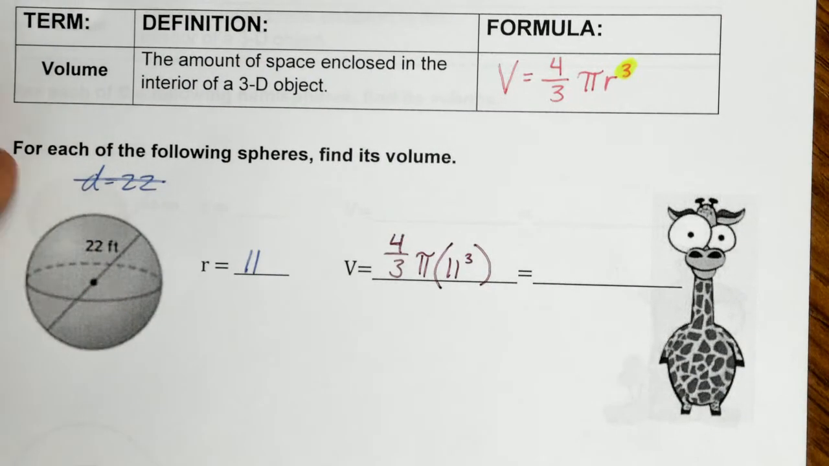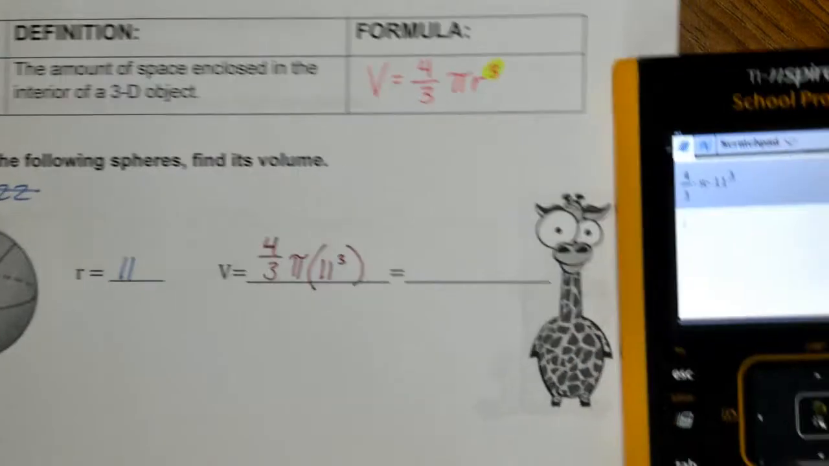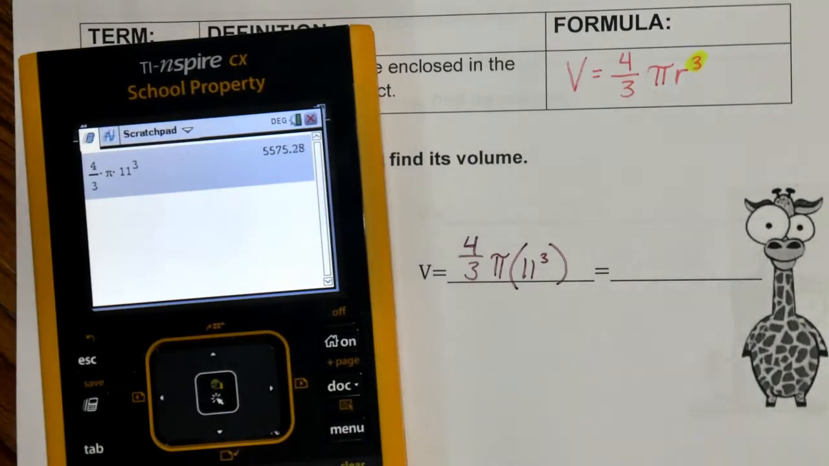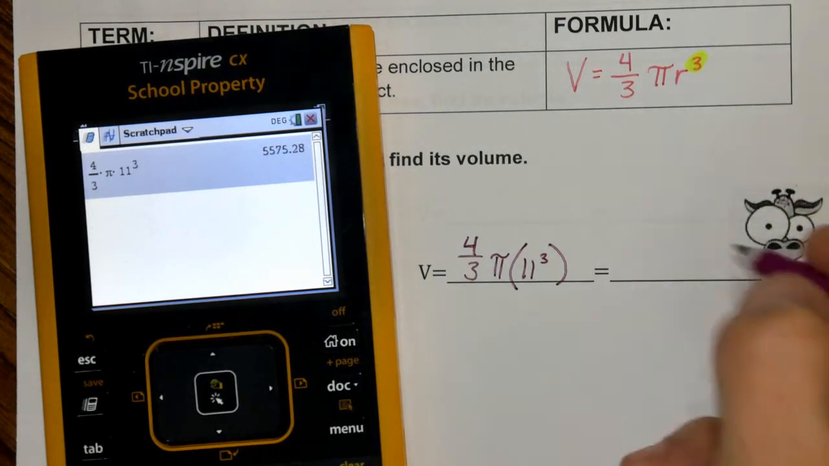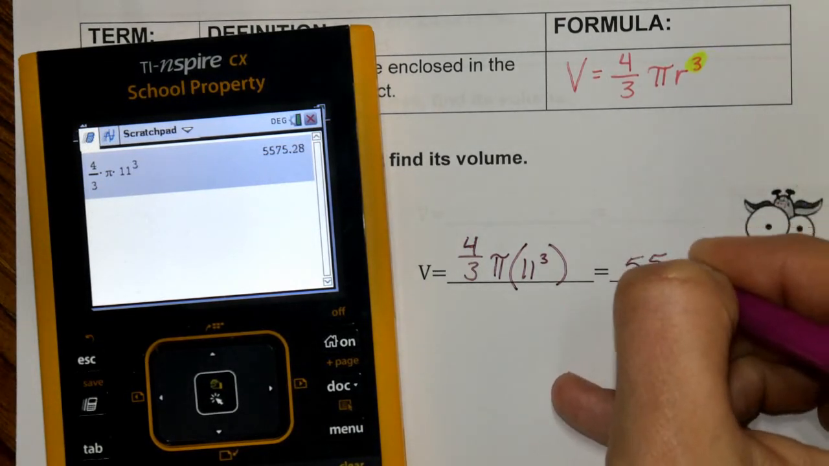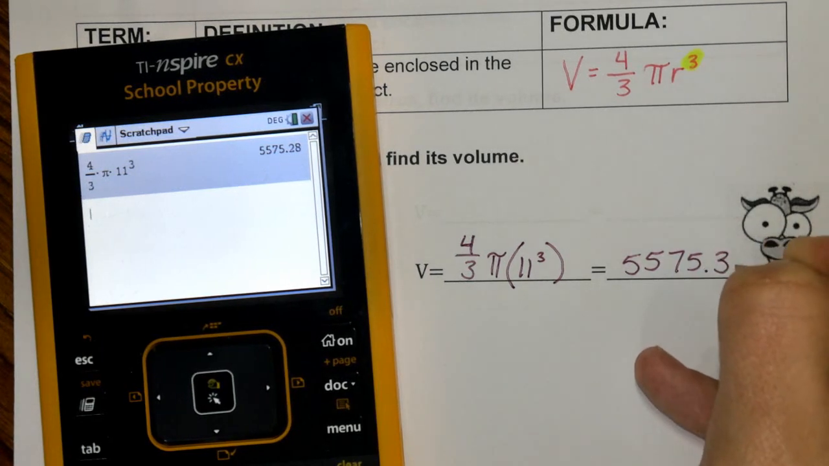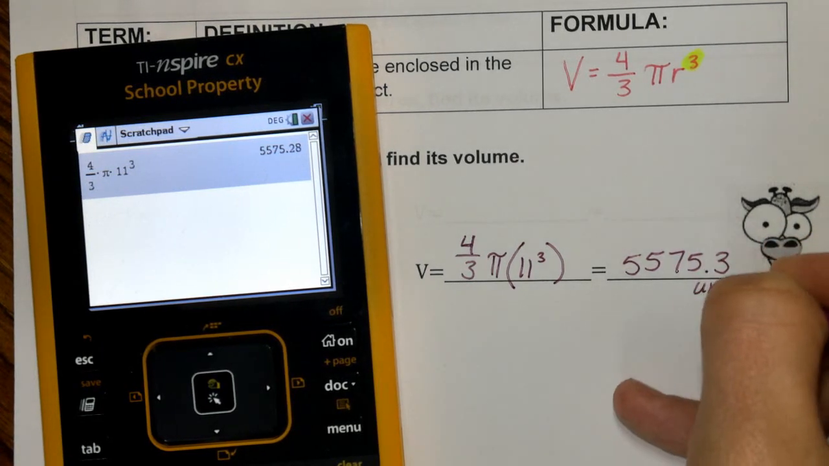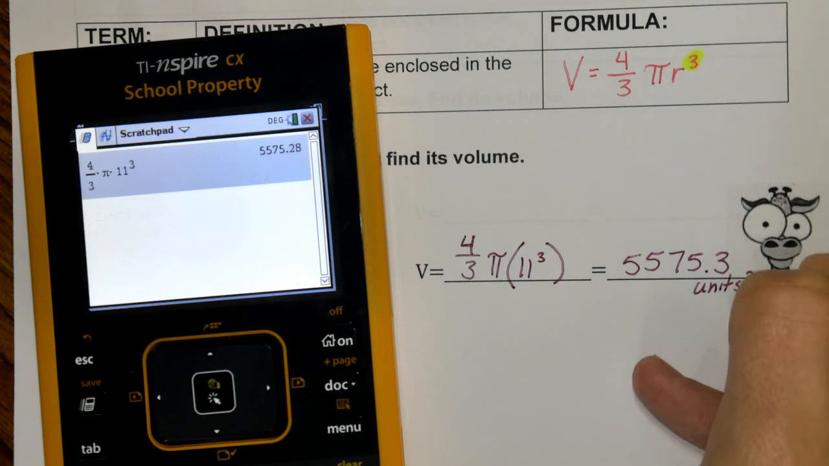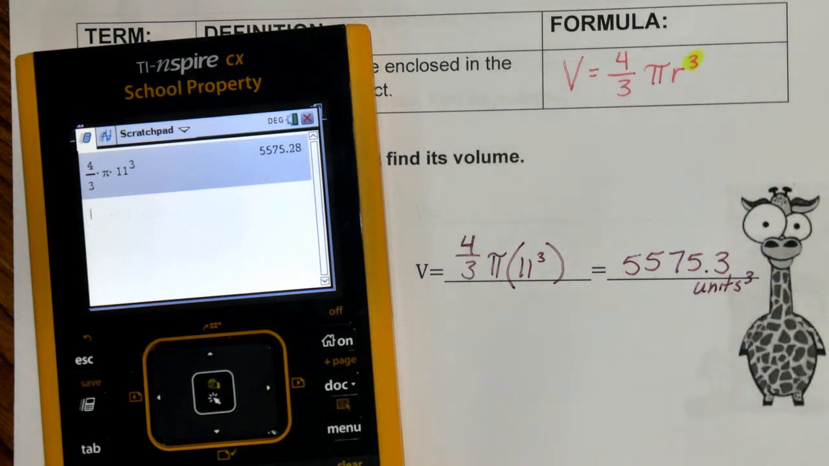Then we're going to press enter, and we'll just go ahead and continue rounding to the nearest tenths. And we're going to wind up with 5,575.3 units squared. Oh, my giraffe got in the way. Sorry, cubed. Yep, correct myself there. We are in volume, cubed, hence why our radius is cubed.